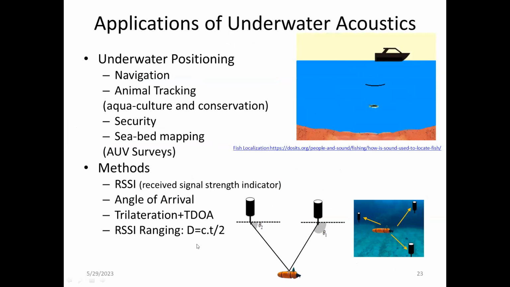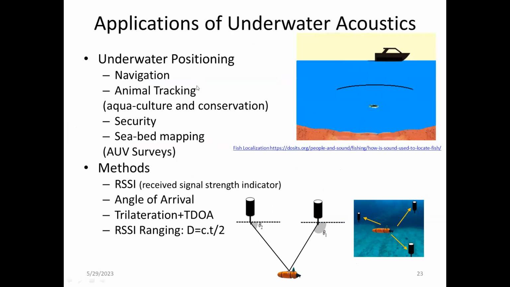underwater positioning. For example, on your right hand side, you can see that here is a ship. It sends the sound down, and if there is a fish here, the sound will strike here and it will go back, and the ship can detect whether there's a school of fish or not.